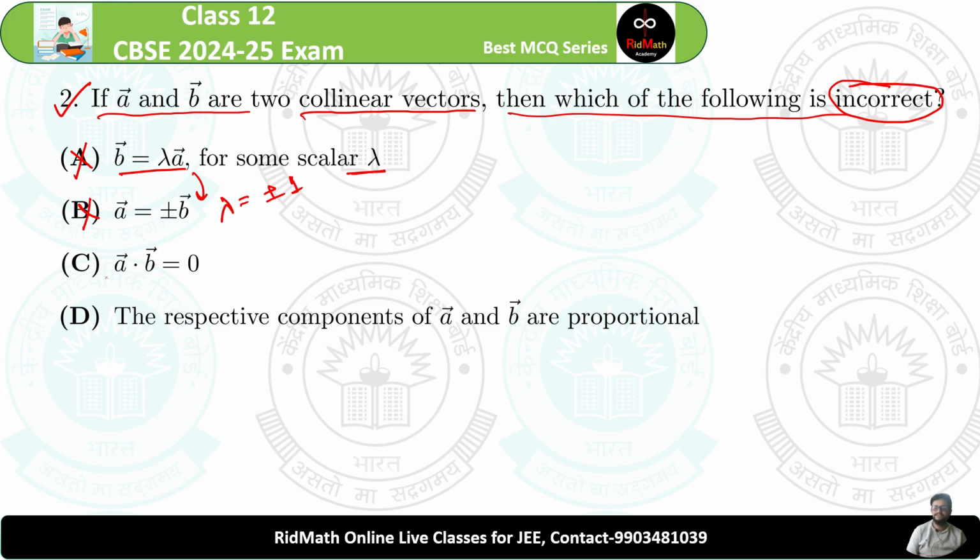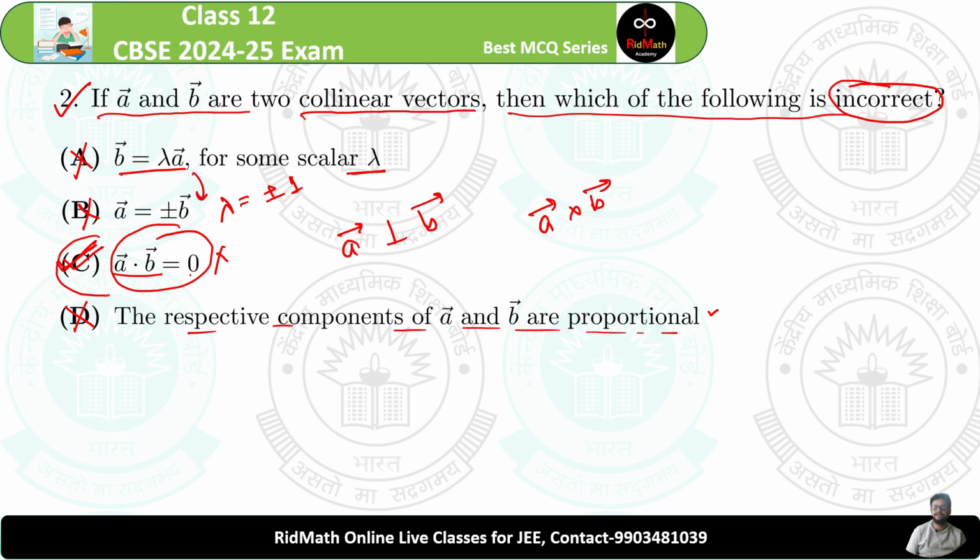Then C, a dot b. Okay, I am coming to this later. Option number D, the respective components of a and b are proportional. This is also correct, that means this cannot be the answer. So option C is correct because a dot b is 0 when a and b vectors are perpendicular, and if a, b are collinear vectors, then a cross b is 0. So this is incorrect, that means this is the answer. So option number C is correct again.